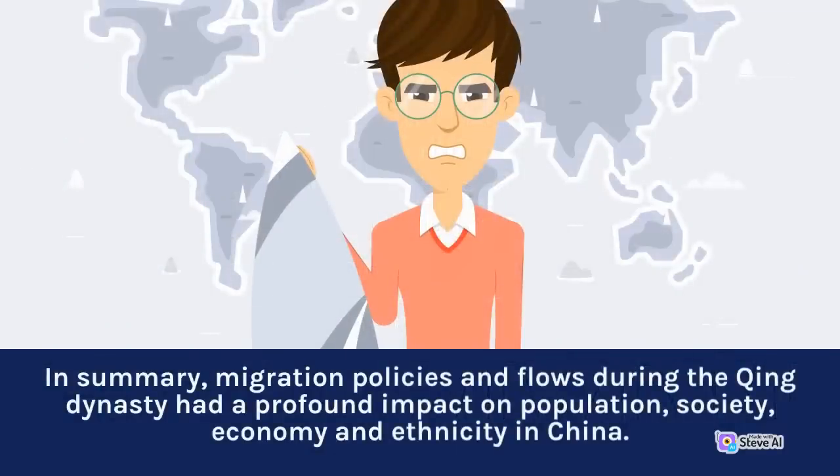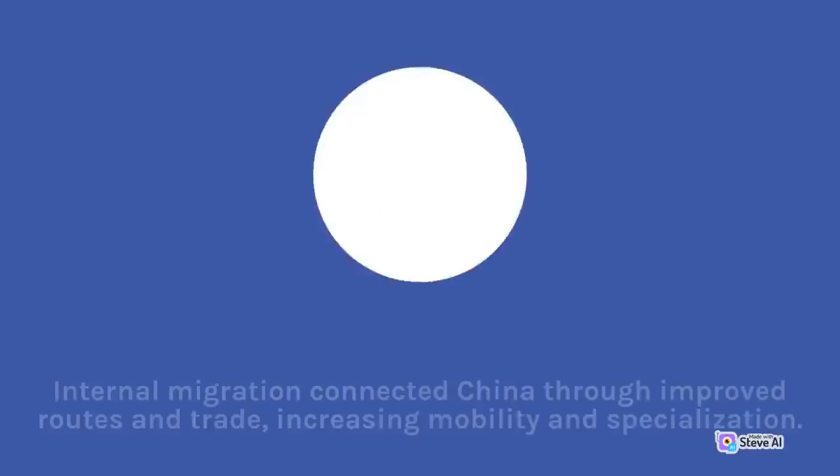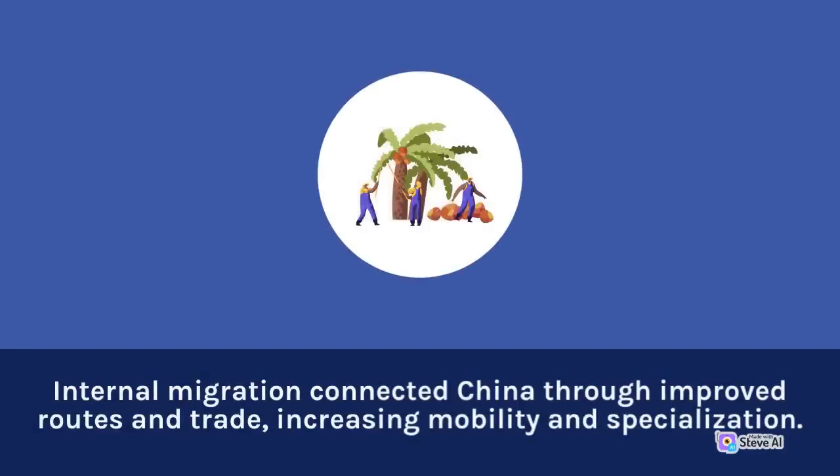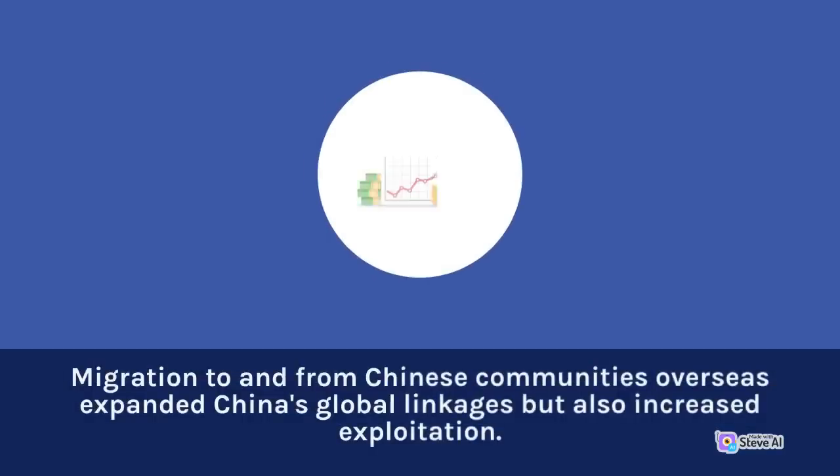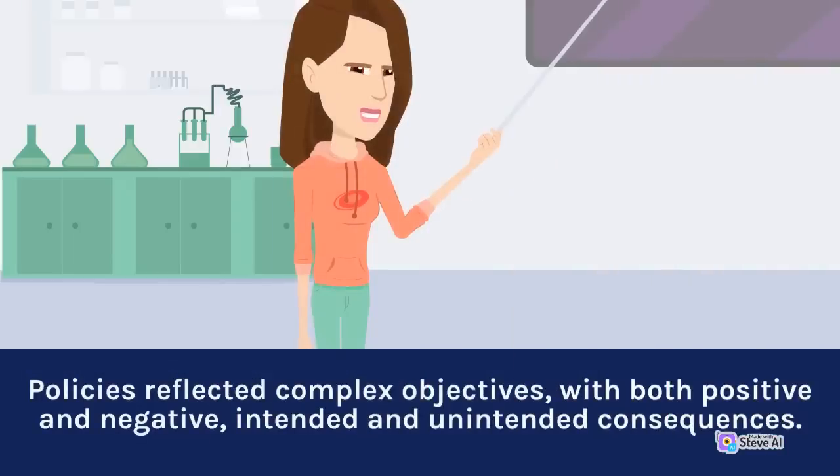In summary, migration policies and flows during the Qing dynasty had a profound impact on population, society, economy, and ethnicity in China. Internal migration connected China through improved routes and trade, increasing mobility and specialization. Migration to and from Chinese communities overseas expanded China's global linkages but also increased exploitation. Policies reflected complex objectives, with both positive and negative, intended and unintended consequences.